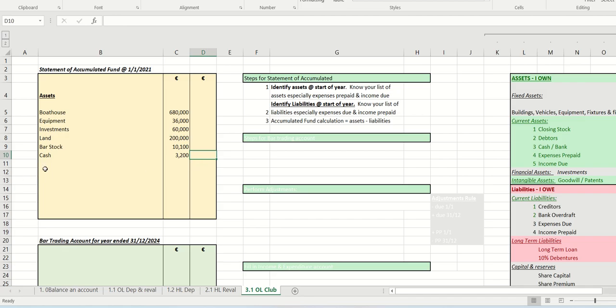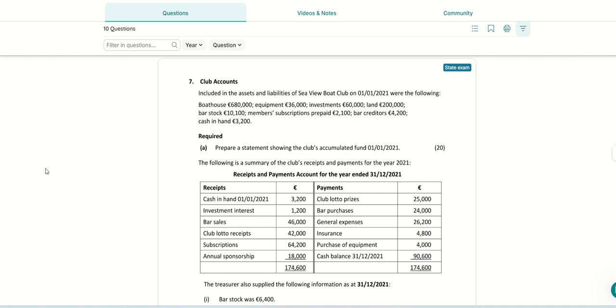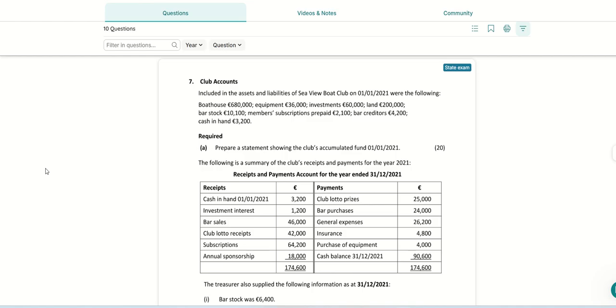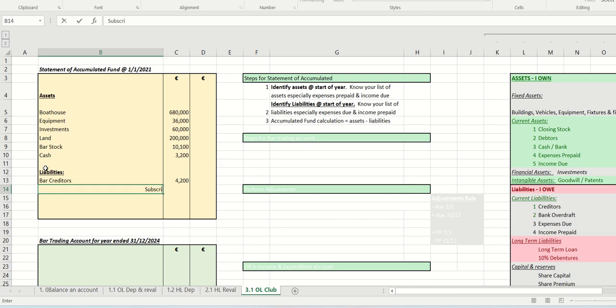So we're going to then list our liabilities at the start of the year, and guys, do all your calculator work at the end. So do all your entering first when you're in the zone, do all your calculator work together. It's the cleverest way to be fast and accurate. So bar creditors are 4,200, and we've got subscriptions prepaid, which is income prepaid, just for your reference, 2,100.